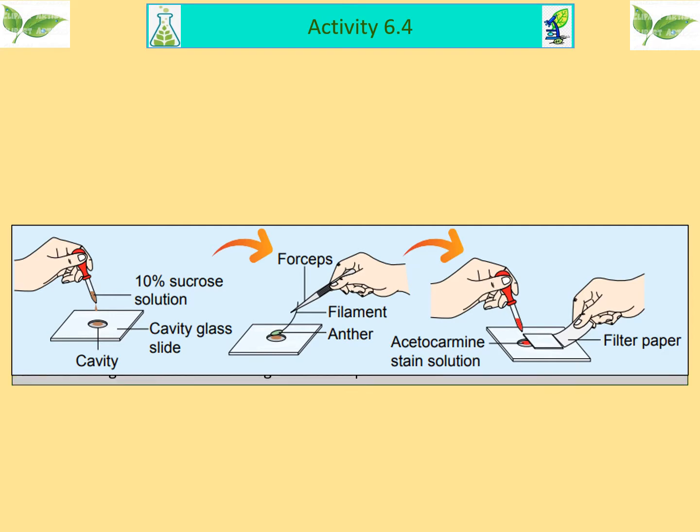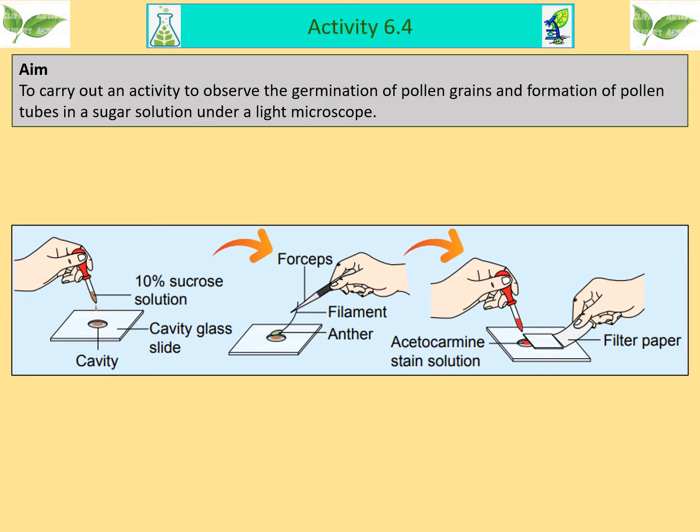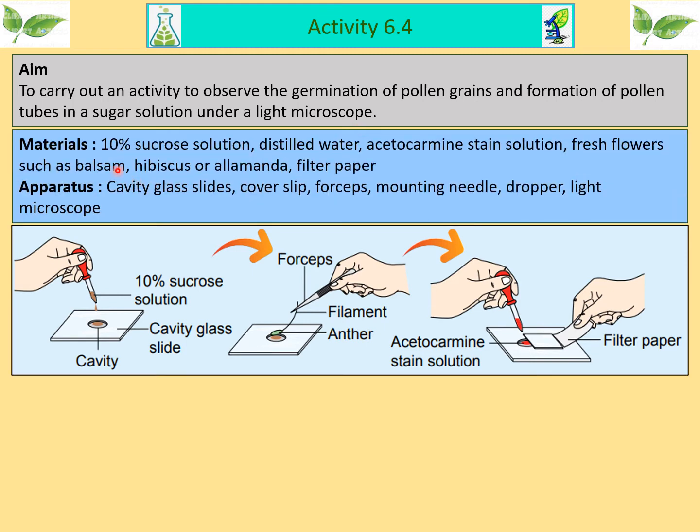Activity 6.4. The aim of this activity is to observe the germination of pollen grains and the formation of pollen tubes in a sugar solution under a light microscope. The materials: 10% sucrose solution, distilled water, acetocarmine stain solution, fresh flower such as balsam, hibiscus or alamanda, and filter paper. The apparatus: cavity glass slide, cover slips, forceps, mounting needles, dropper, and light microscope.